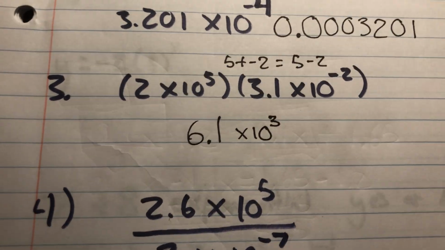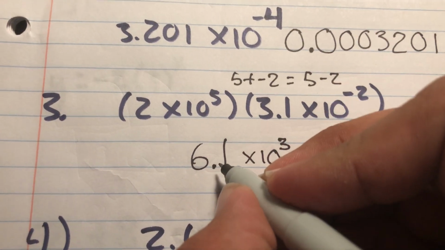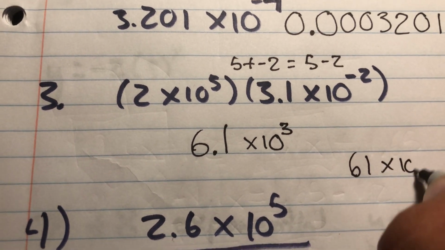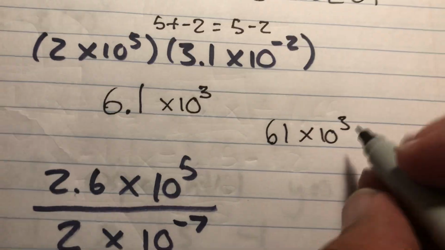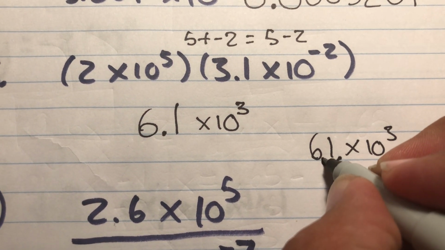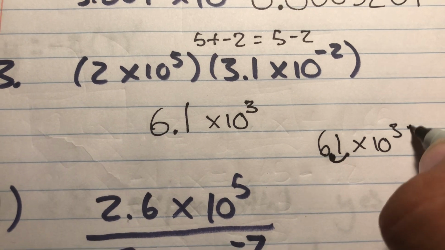And that's it. Now remember, if this decimal point, if this would have ended up to look like this, 61 times 10 to the 3. If it looked like that, what you would have done was move the decimal point one more time to the left and increased this number to 4.